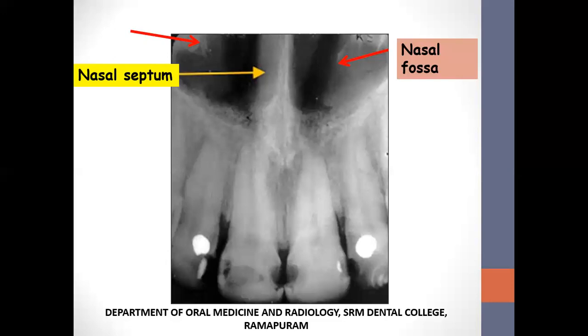So this septum is marked with the yellow arrow. It's a thick bone that is seen dividing the nasal fossa into two compartments.